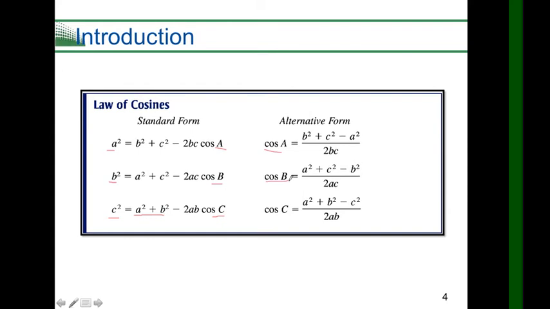And for this one, we have cosine B, which is equal to A squared plus C squared minus B squared all over 2AC. And for cosine C, we have A squared plus B squared minus C squared all over 2AB. Okay, so ito yung mga magiging formula.